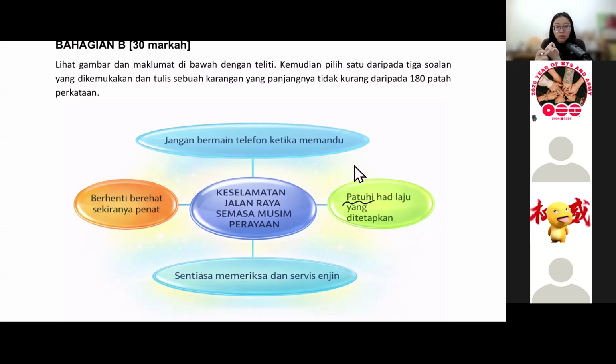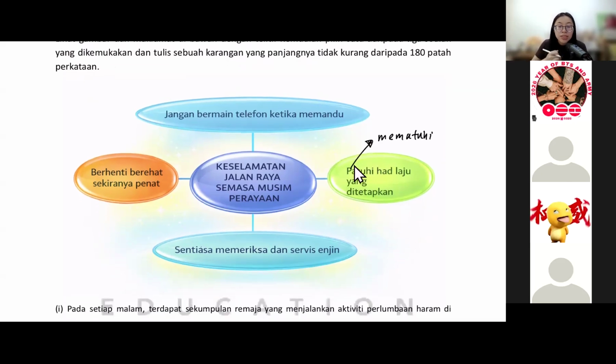No matter whether it's an iklan or your karangan, if they show you patuhi, you have to change it to kata kerja aktif, which is mematuhi. You cannot just put patuhi because patuhi is like, remember the ayat suruhan, I instruct you to do something. My kata kerja is also without imbuhan awalan, which is me. So when you see this one, you have to change it to me because you're writing in karangan. Okay, mematuhi had laju, which is we need to obey the speed limit yang ditetapkan. Next one, sentiasa memeriksa dan service engine. We need to always ensure our car's condition is good, all this. Now, next one, berhenti berehat sekiranya penat.